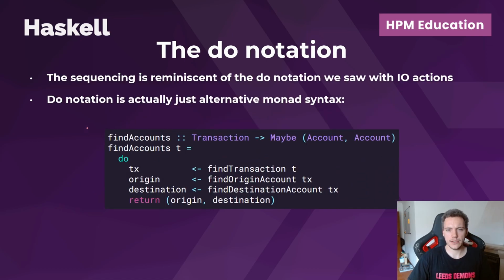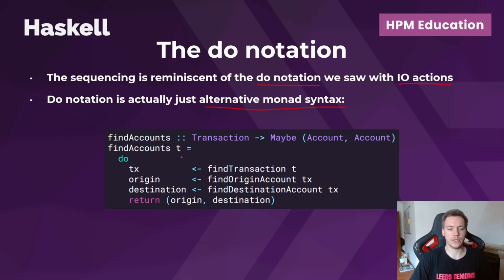This sort of binding each step to the next can remind us of the do notation that we already saw before with IO actions. And now it's time to reveal that the do notation is actually just alternative monad syntax, or syntax sugar if you like. So the do notation is not just for IO actions, it's available for any monad, and so the Maybe monad as well.